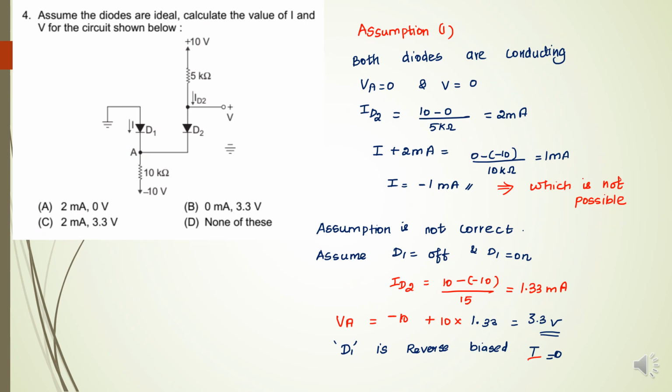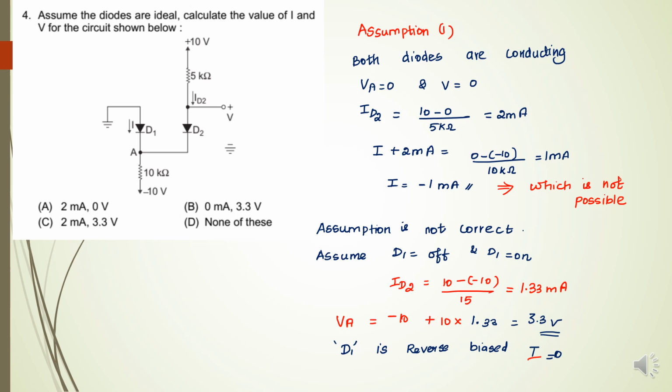Next problem, problem number 4. Assume the diodes are ideal. Calculate the value of I and V for the circuit shown below. It looks like a previous problem. Here also I have made the same assumptions. Both diodes are conducting. So if both diodes are conducting, what about VA? VA equal to 0 and V also equal to 0.